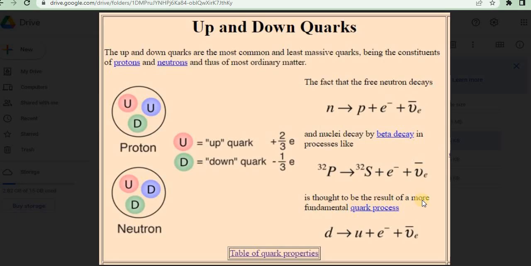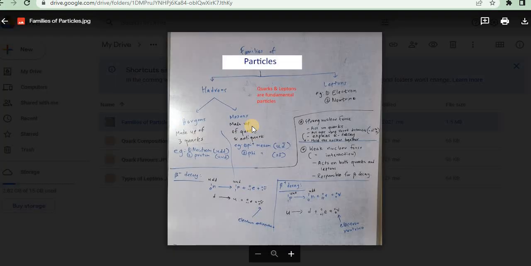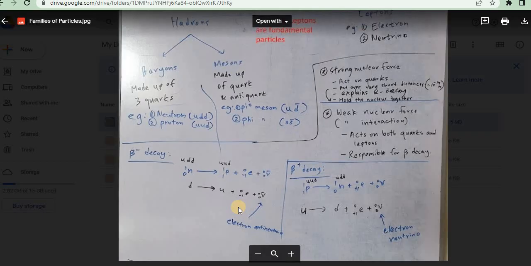This is thought to be the result of a more fundamental quark process. So simply we can say, because the neutron is becoming a proton, UDD becomes UUD. So what happens? U and D is there, U and D. The only thing is the down quark becomes an up quark. Then this is the beta minus particle or electron, and this is the electron antineutrino. Okay, now let's go back to that chart and finish this off.